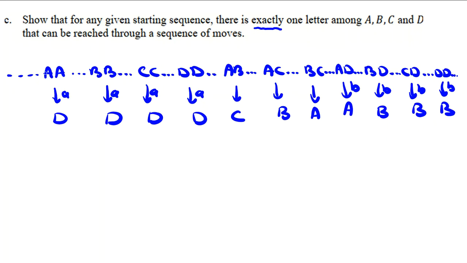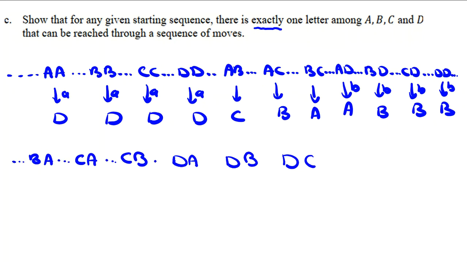So when we consider the string, the adjacent letters can be AA, BB, CC, DD, or AB, AC, BC, or AD, BD, CD, and DD. Let me tell you something. Here we said AB. Also, if you have BA, it is not important. CA, CB, DA, DB, DC, and also DD. So all the cases are these.